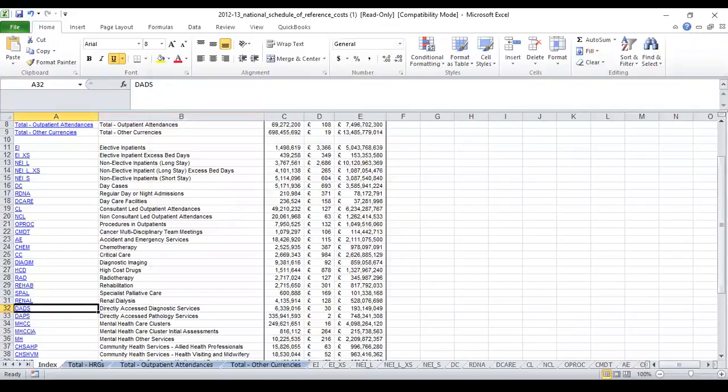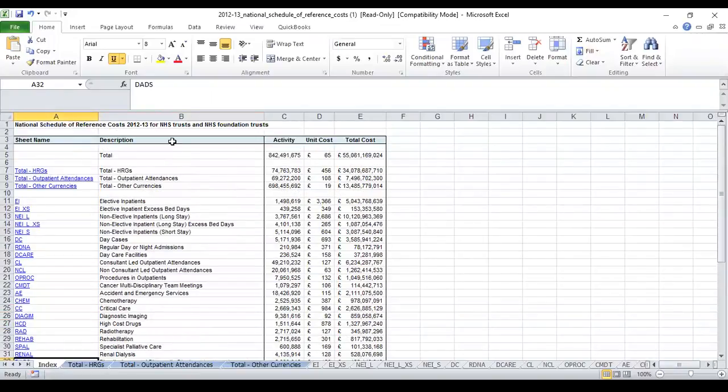I move to this one. This is the NHS National Schedule of Reference Costs, and I've just picked the 2012-13 figures for the benefit of this webinar, but you can get more up-to-date figures. I think the most recent are the 14-15.